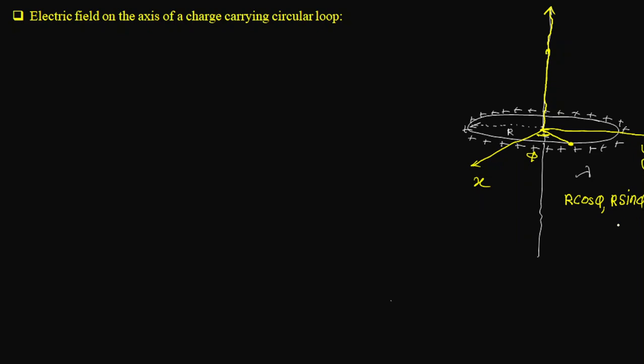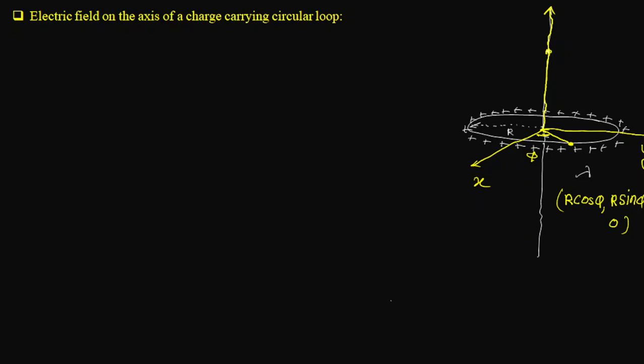And whatever the z coordinate will be 0, because this is in the xy plane. This loop is actually on the xy plane, so the z coordinate will be 0. Okay, so this is the coordinate of this point. And also we have to calculate the electric field on the axis.